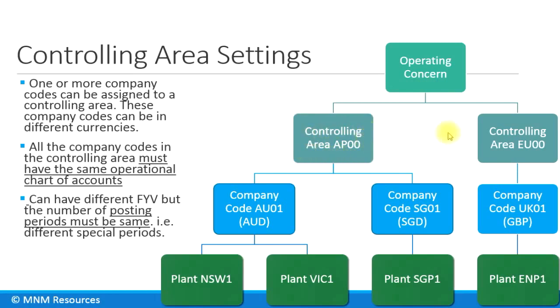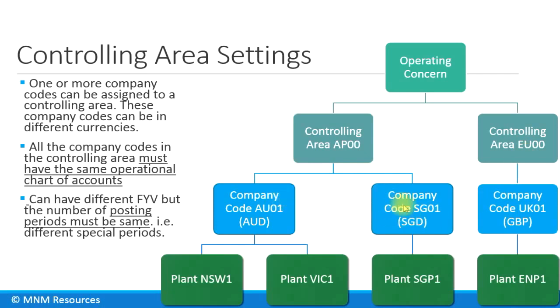I have done this for the Asia Pacific region controlling area, and in that I have a few company codes. Similarly for EU, that is the European controlling area, I have one company code over here. Just like how we assign one or more controlling areas to one operating concern, you can assign one or more company codes to one controlling area. In this example I have shown two company codes using the same controlling area. So this is a many-to-one relationship, and here one company code using one controlling area is a one-to-one relationship.